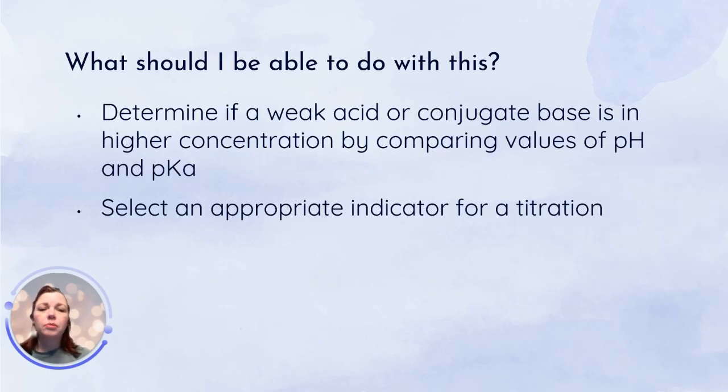So what should you be able to do with this? You should be able to determine if a weak acid or conjugate base is in higher concentration by comparing values of pH and pKa. And you should be able to select an appropriate indicator for a titration, remembering that you want your color change to happen over a range in which the equivalence point is found. Ideally, you want the pKa of your indicator to be pretty close to your pH. We usually say plus or minus 1.